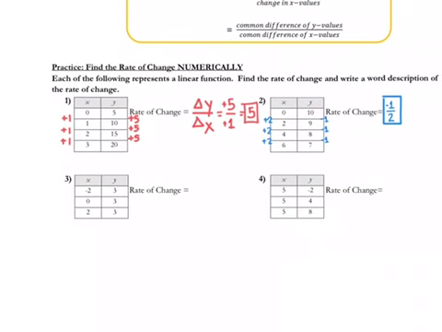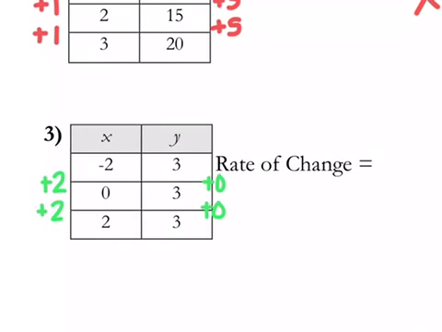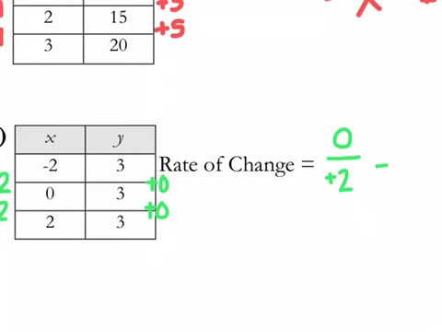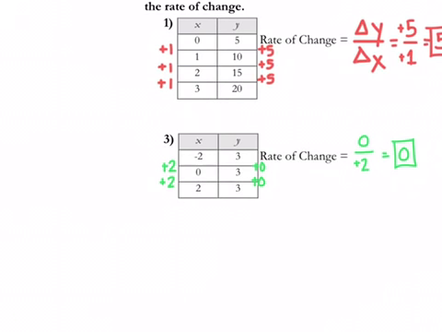Okay, a couple of special cases here are 3 and 4. Example number 3, my x values are increasing by 2 between every value, but you'll notice that my y's are not increasing, so I have a value of 0 for my delta y. My delta x is going to be a positive 2. 0 divided by 2 is going to give me 0, because 0 divided by any number is 0. You'll notice that the rate of change is 0.